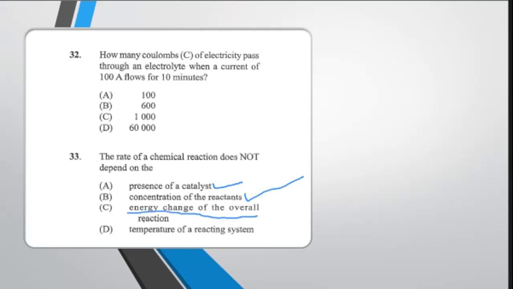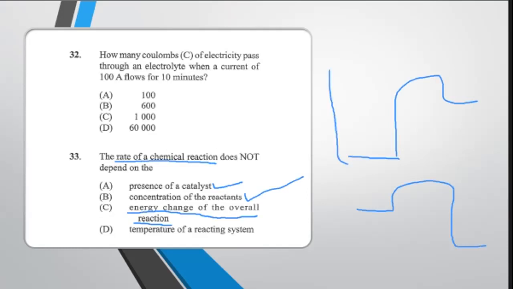It's just simply transferred from one form to the other. That's the law of conservation. So the energy change of the overall reaction does not affect the rate of the reaction, right? Reactants are being converted to products, whether we have an endothermic or exothermic reaction. Either way, all reactants are going to become products, no matter whether it's an endothermic or exothermic reaction.